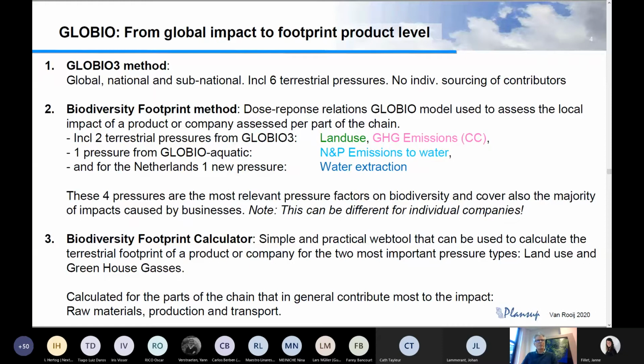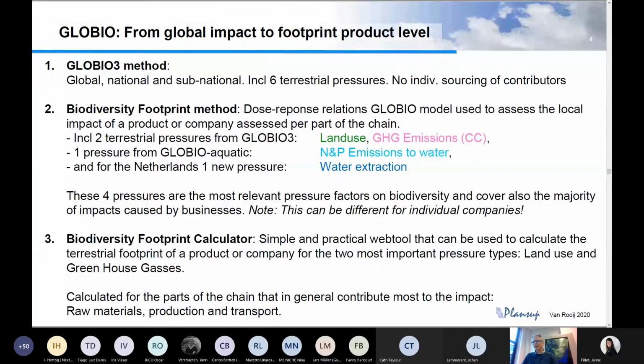So there are a few pressures from GloBio 3 from the terrestrial model, one pressure from the aquatic GloBio model, and we tried also to develop a new pressure, water extraction. So these four pressures are the most relevant, as I said. And in fact, food, agriculture and wood are responsible for more than 50% of the impact. And so land use is the most important factor there.